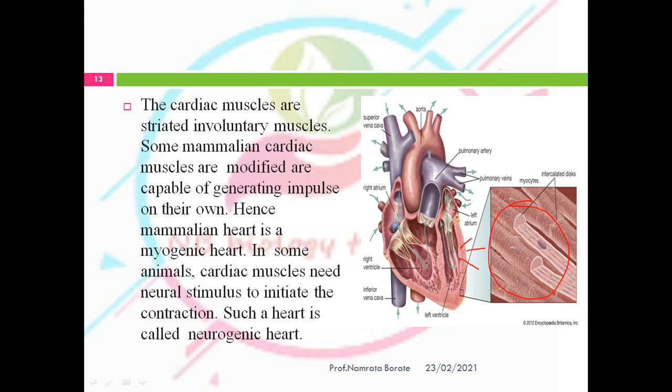Some mammalian cardiac muscles are modified and are capable of generating impulses on their own. Hence, a mammalian heart is a myogenic heart. In some animals, the cardiac muscles need a neural stimulus to initiate the contraction. Such a heart is called a neurogenic heart because a neural stimulus is needed to initiate it.